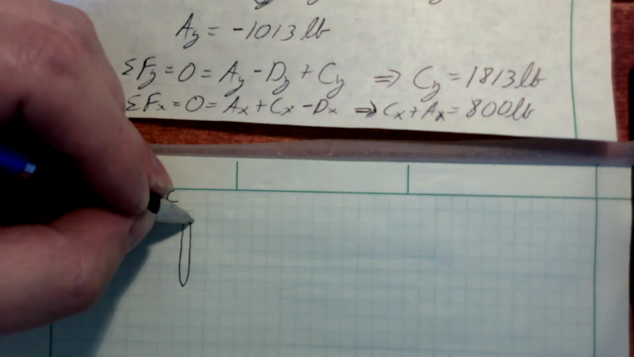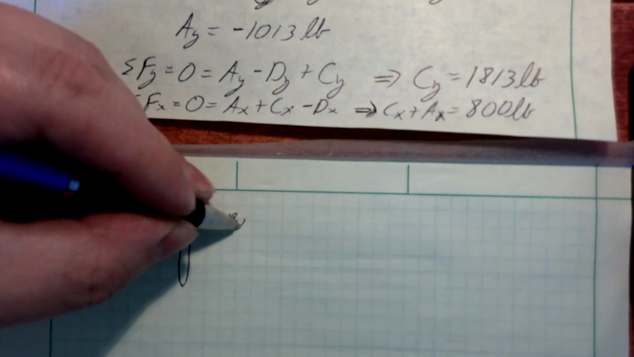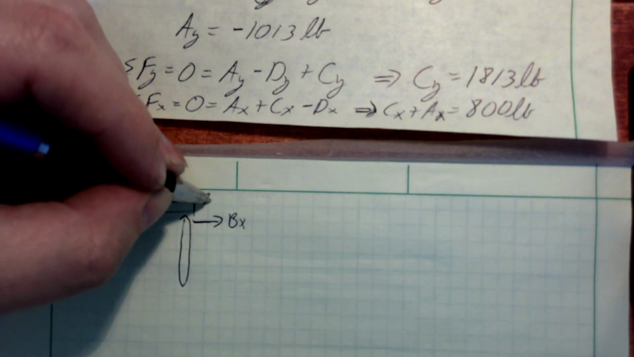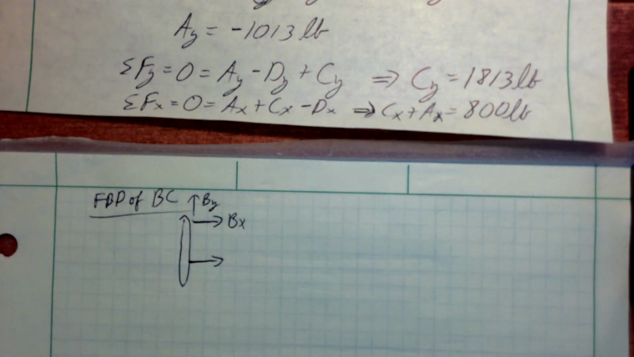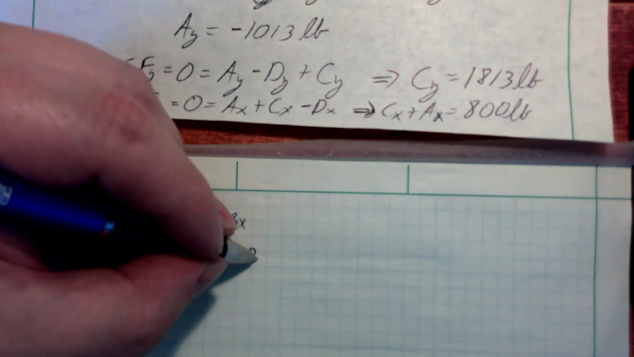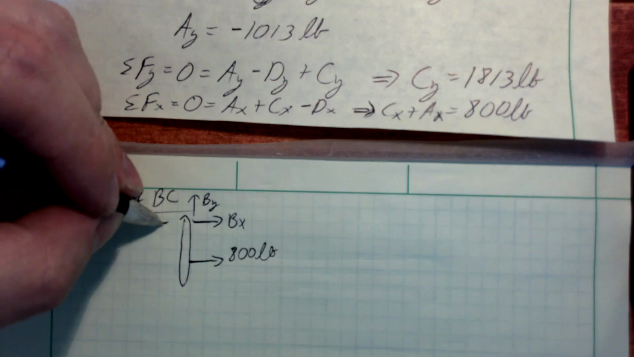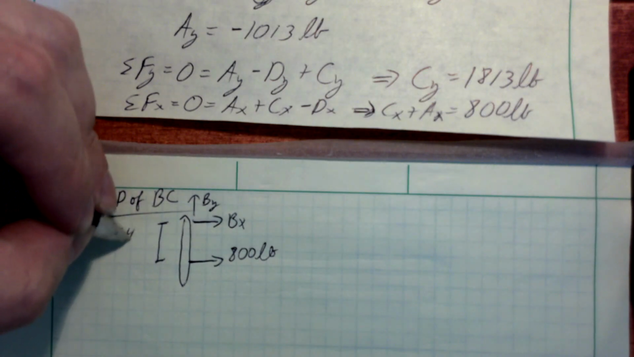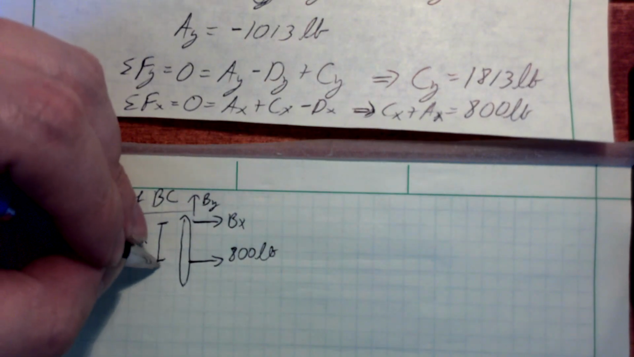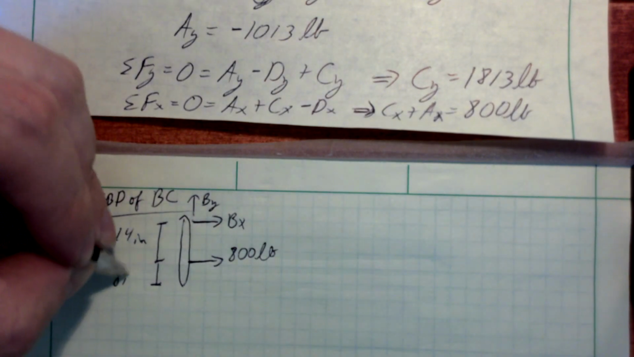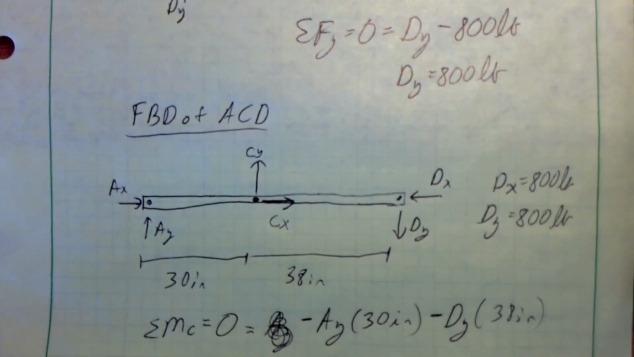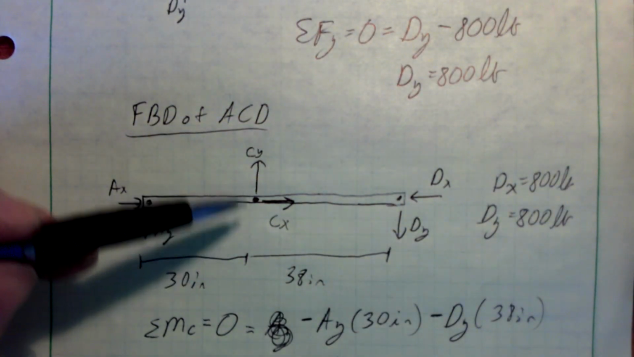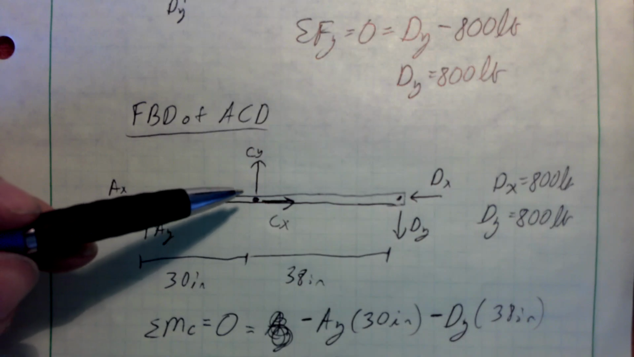I've got a pin up here at B. I'm going to draw it as BX and BY. I've got 800 pounds attached halfway out. It's not really halfway down. It's actually 14 inches from the top, if you look back at the original diagram, and then it's 8 inches down to point C. Now again, remember I drew CX and CY positive here, both positive here.